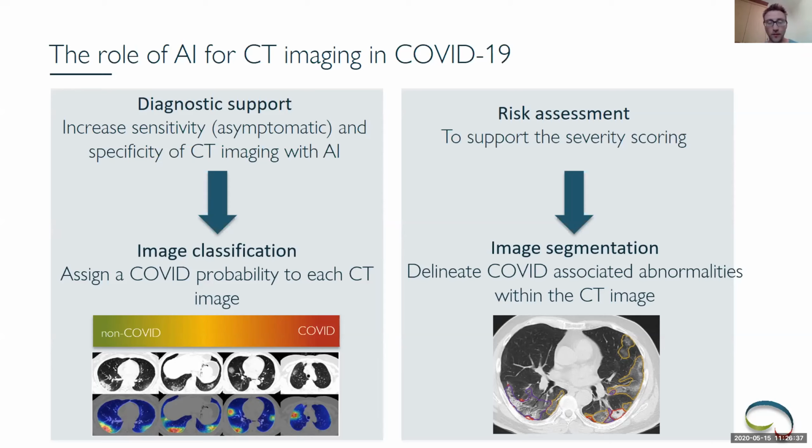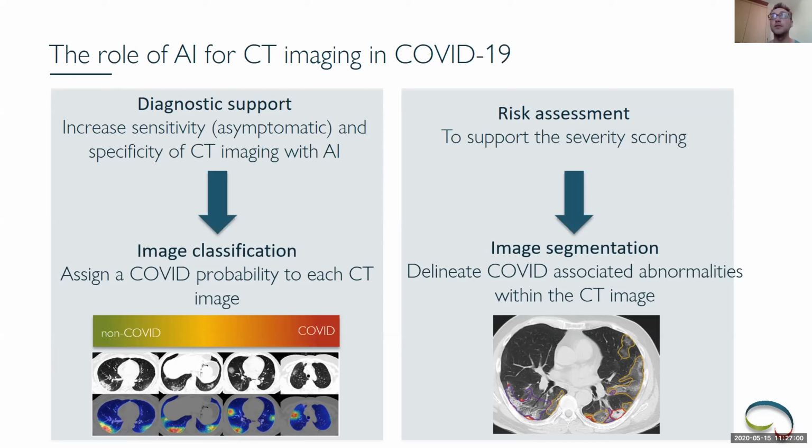You can see on the bottom left of the slide, it is also possible with some techniques to provide heat maps to show on which basis the algorithm makes the decision. So for example, you can see there some heat maps that show why this could be a COVID patient.